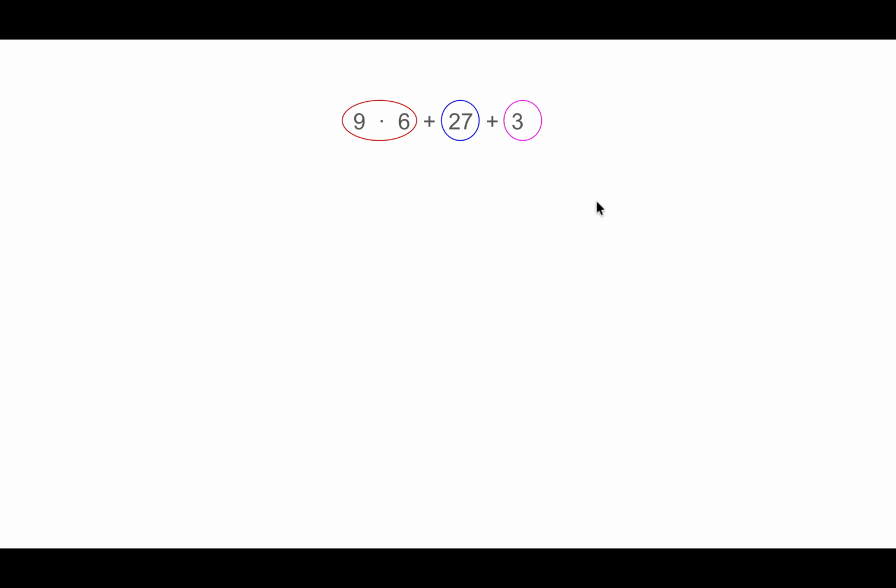So 9 multiplied by 6 is 54. We're going to bring down the 27 and the 3. And now I'm going to circle 54, 27, and 3. Notice that there's just one number in each circle, so now I'm going to go from left to right, and I'm going to do the sum of 54 and 27, which is 81, plus 3, and the sum of 81 plus 3 is 84.